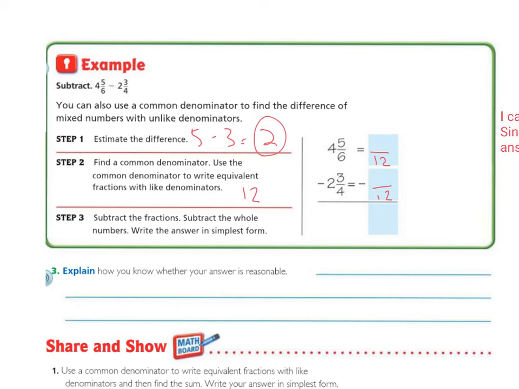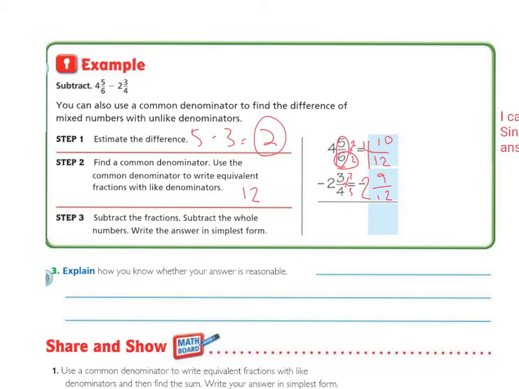The whole number is going to stay the same, so let me put the whole number there. I need to take this fraction and multiply it by 2 over 2 because 6 times 2 is 12. And 5 times 2 is 10. And then over here, to get the 4 to be 12, I have to multiply it by 3. So 3 times 3 is 9, and 3 times 4 is 12.